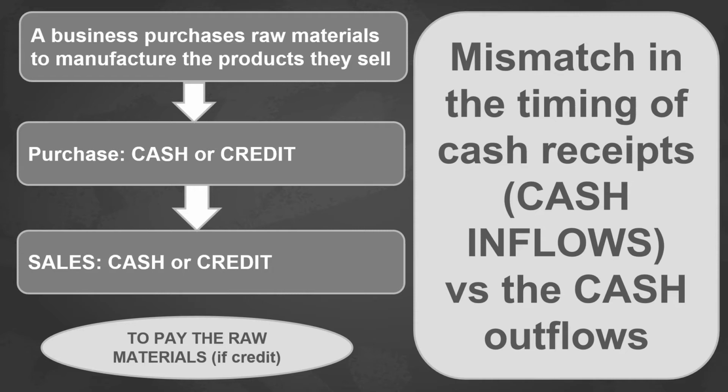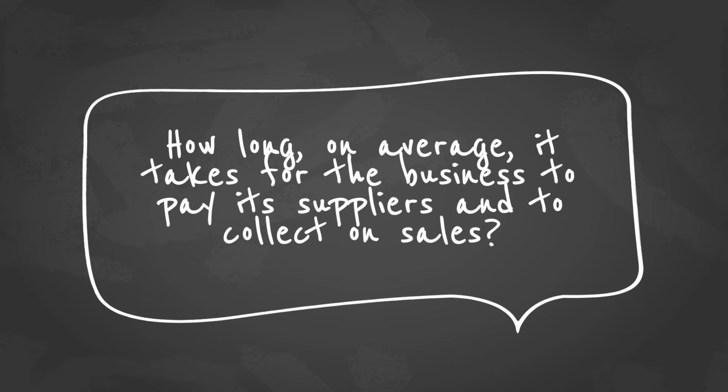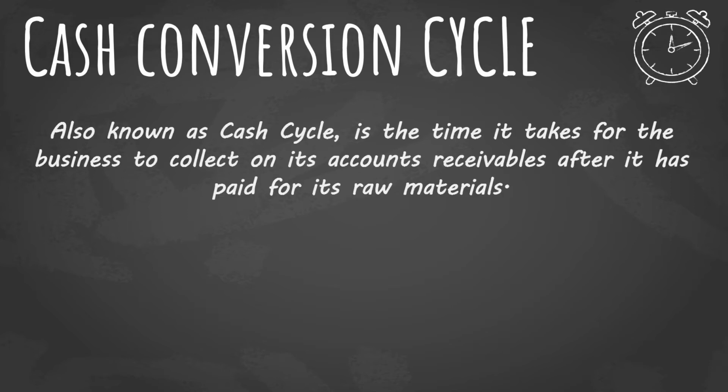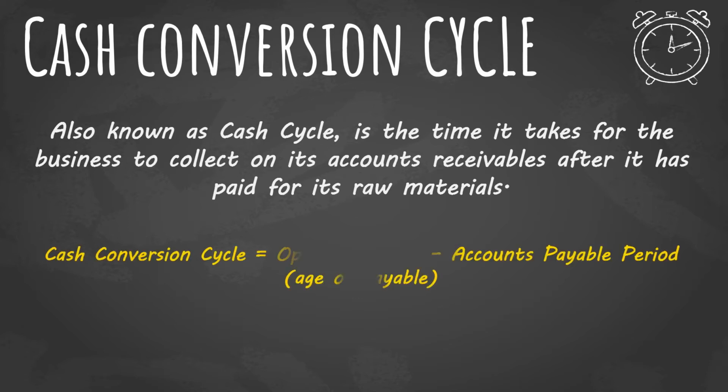Therefore, we need to know how long on average it takes for the business to pay its suppliers and to collect on sales. We will be able to answer that question through identifying the cash conversion cycle. It is also known as cash cycle, which is the time it takes for the business to collect on its accounts receivables after it has paid for its raw materials. The formula for cash conversion cycle is operating cycle minus the accounts payable period or the age of payables.